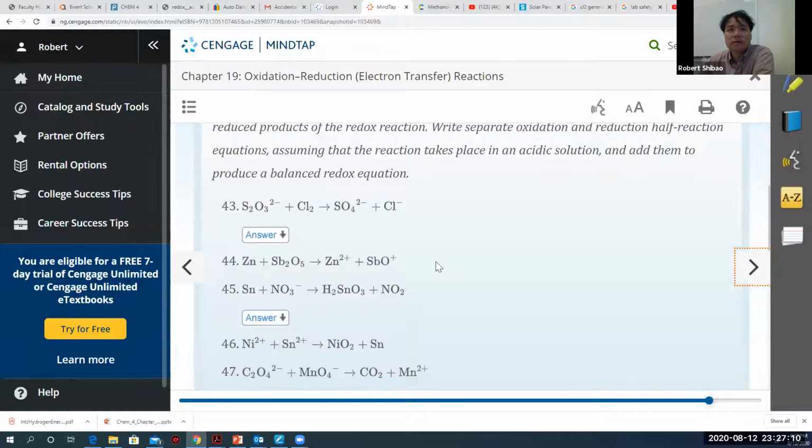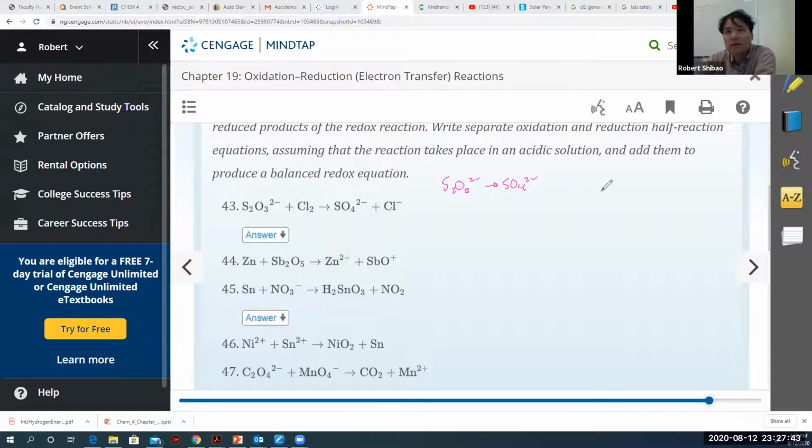Now these are skeleton redox reactions. And so for skeleton redox reactions, we split it up into skeleton half reactions. And so here we have thiosulfate and chlorine going to sulfate and chloride. And when we split these up here, thiosulfate goes to sulfate. So one half of this is thiosulfate goes to sulfate. I don't know if that's oxidizing or reducing or whatever.